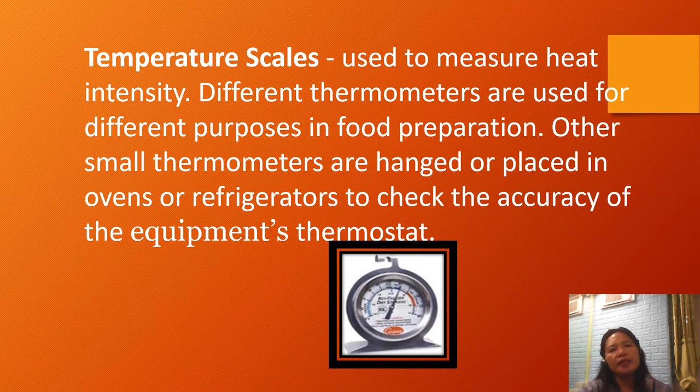The next one is the temperature scale, used to measure heat intensity. Different thermometers are used for different purposes in food preparation. Other small thermometers are hung and placed in ovens or refrigerators to check the accuracy of the equipment's thermostat.